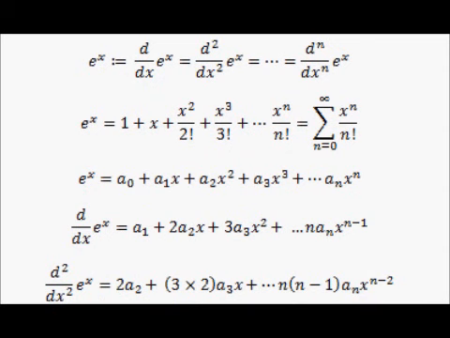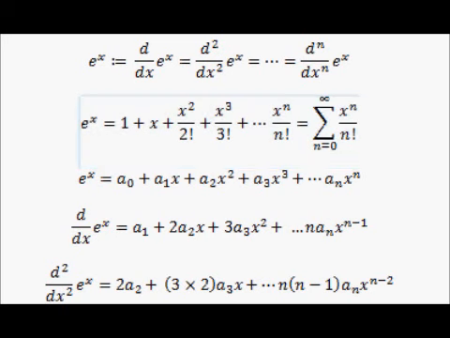Another way you can define e to the x is in terms of this infinite power series, so 1 plus x, plus x squared over 2 factorial, which is x squared over 2, plus x cubed over 3 factorial, x cubed over 6, up to x to the n over n factorial. And this is the way you can write it in terms of summation notation. So I'm going to try and show how that arises.